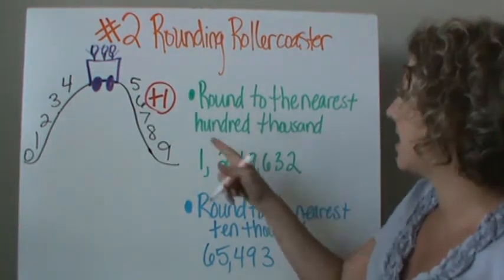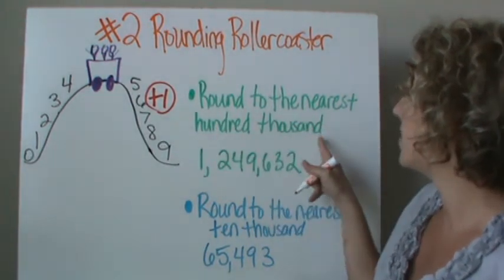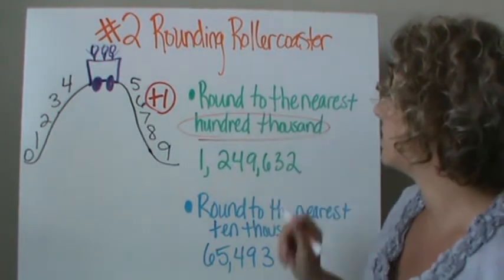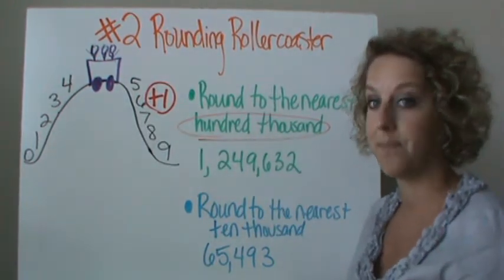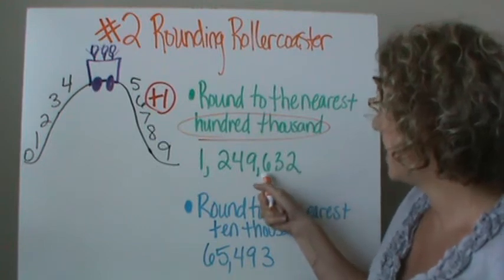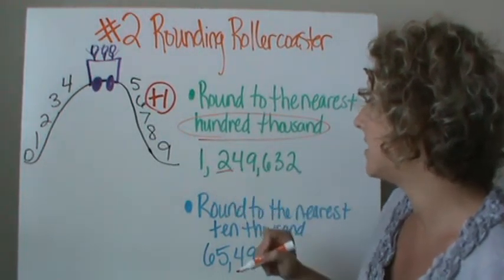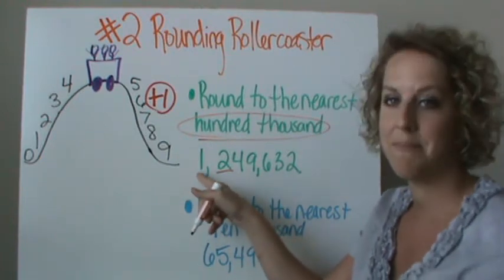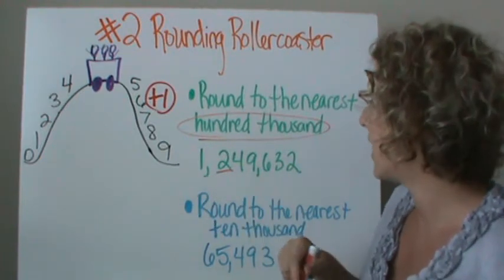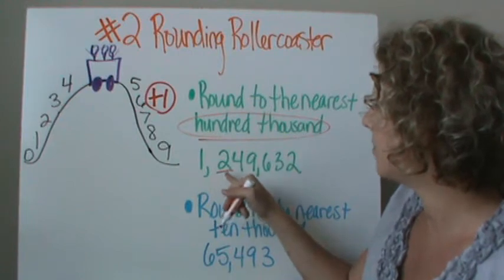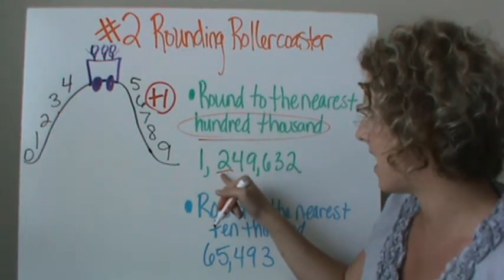So let's look at an example. Round to the nearest 100,000. So I want to round to the nearest 100,000. Ones, tens, hundreds, thousands, 10,000s, 100,000s, then there is a million. So here's my 100,000s place. I want to round to the nearest 100,000s.